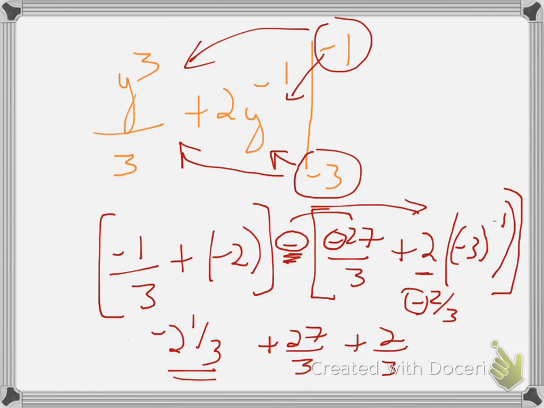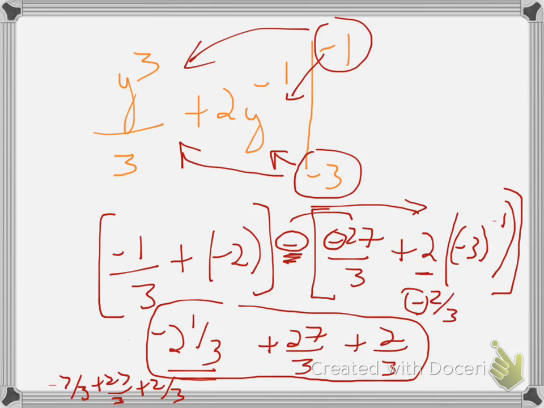Then when you arrive here, it's just a lot of crunching; you've got to add it all together. I had hit pause, but this quantity here is -7/3 plus 27/3. That's going to lead you to 20/3, and then plus another 2/3. That's 22/3. Final answer. So the final answer on that is 22/3.